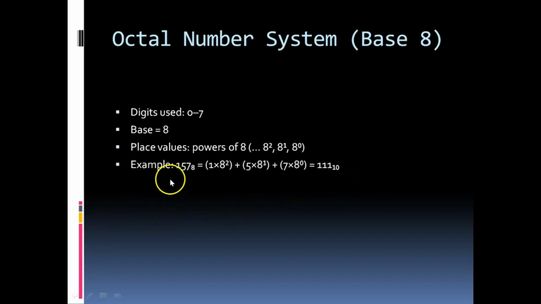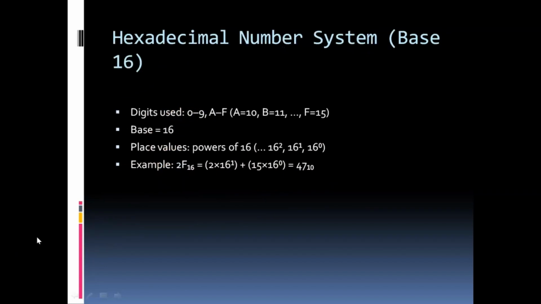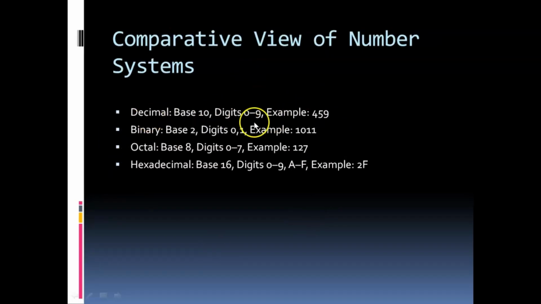Similarly, octal number base is 8 and the digits used are 0 to 7. For hexadecimal number system, the base is 16. The numbers available are from 0 to 9, and after 10 it will be using the value as A, then for 11 it is B. Similarly, it goes till 15 for F. Base is 16. These are the basic views given for all the number systems.